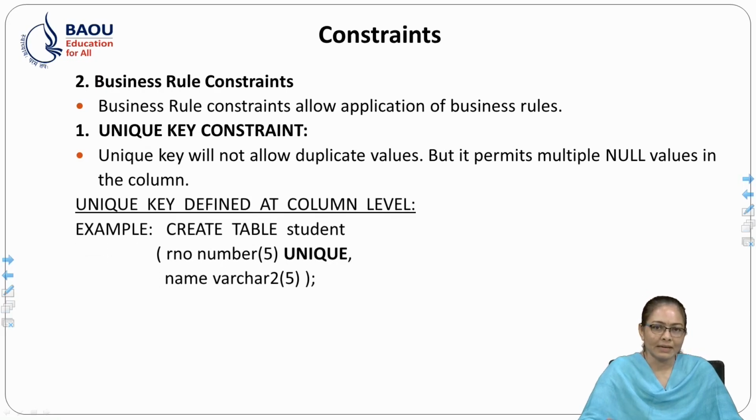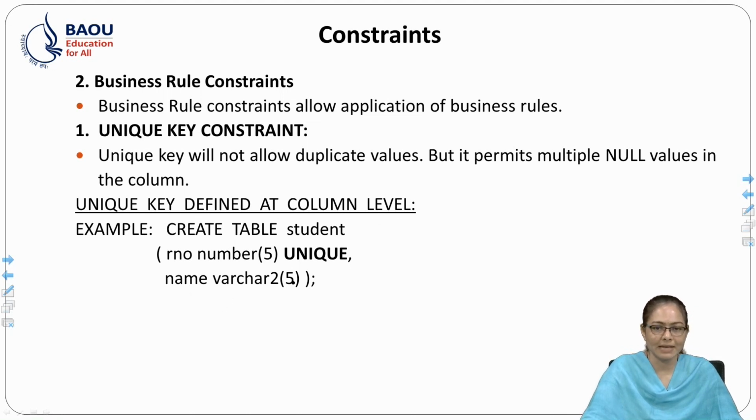See the unique key defined at the column level. For example, create table student. Then in the bracket roll number size 5 and unique. Just use the keyword unique. Then the second column name is name.